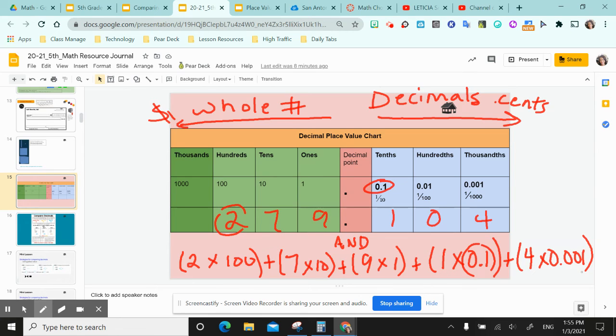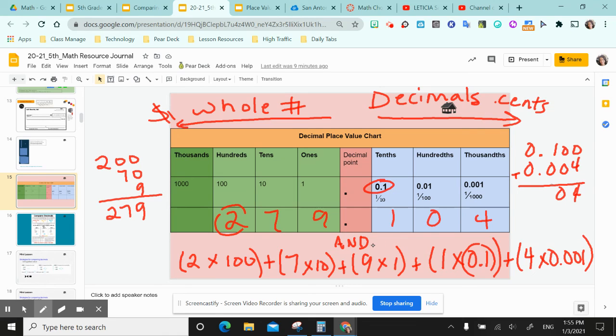And you could check yourself because 2 times 100 is 200. 7 times 10, 70. 9 times 1 is 9. If I added that up, that would be 279. So already you can see that's correct. Here, 1 times 1/10 would be 1/10. I don't have anything here in my hundredths, and 4 times 1/1,000th would be 4 thousandths. I'm going to add my imaginary zeros. And see, I have 104 thousandths here on my right, just like I do here.